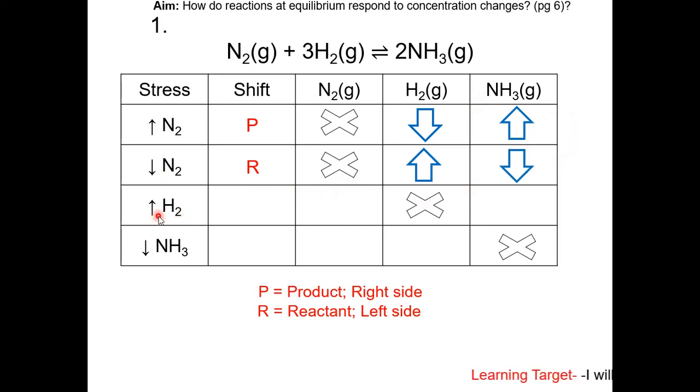In the next one, we're increasing the H2 concentration. Since H2 is a reactant, by adding more H2, we're favoring the opposite side, which is the product side.